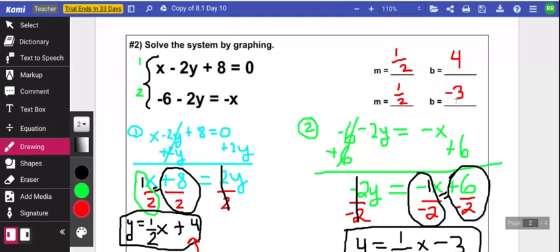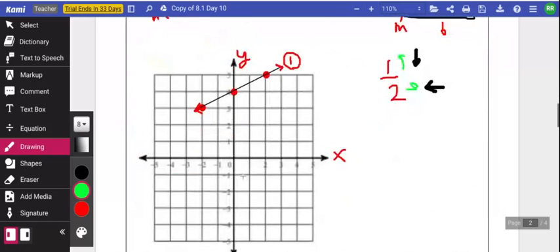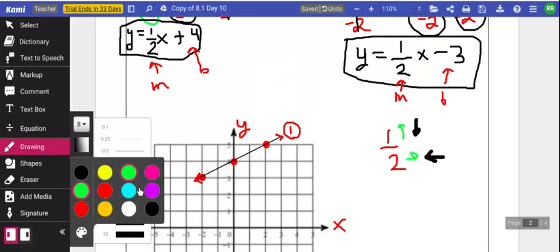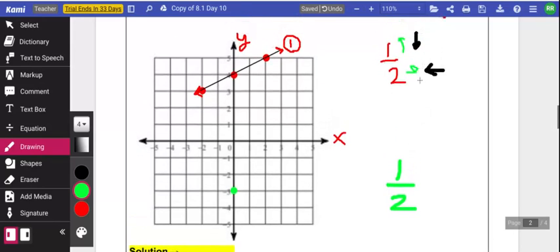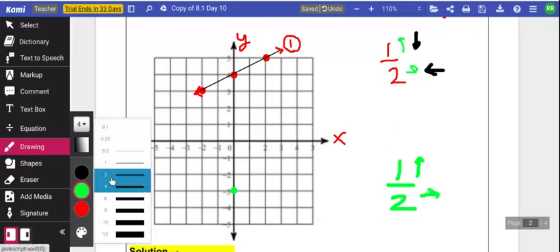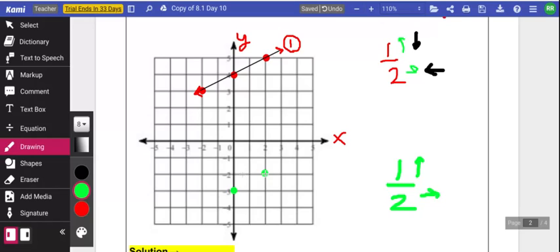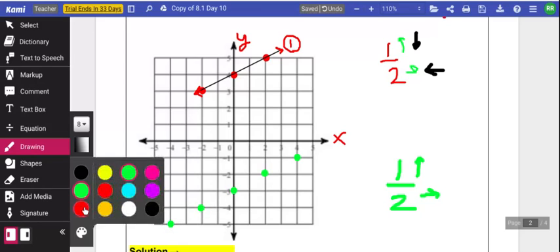So begin with B to graph the second line. B is at -3. So on the y-axis, I put a dot on -3 right there. And then my slope is 1/2. And so like we did up here, I'm going to go up 1 and right 2. Okay, so from B, if I go up 1 and right 2. Or we could go down and to the left. So from B, down 1, left 2.